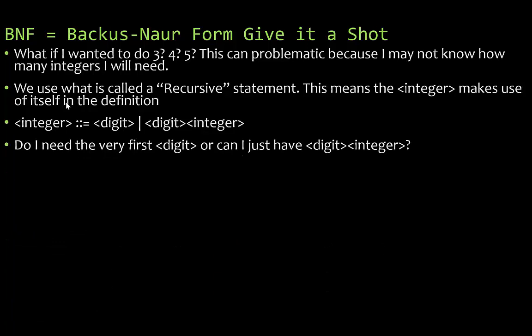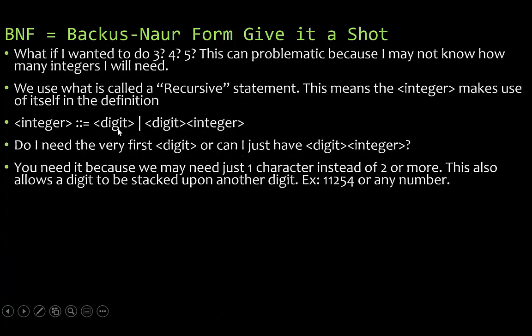Now, do I need the very first digit, or can I just have digit integer? Do I even need this one at all? Well, you need the very first one because we may need just one character instead of two or more. This also allows a digit to be stacked upon another digit, like 11,254. For that, integer is defined as, I use the second option, I put a 1, I call integer.